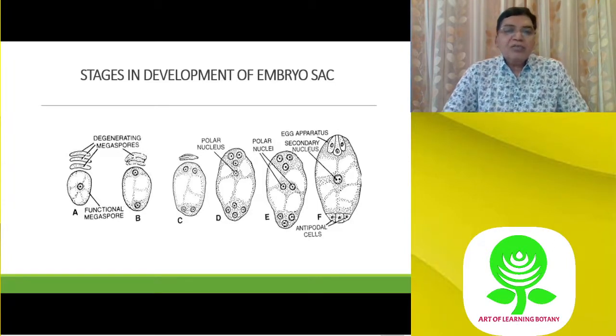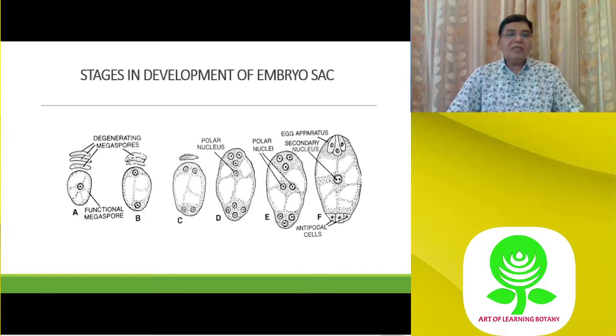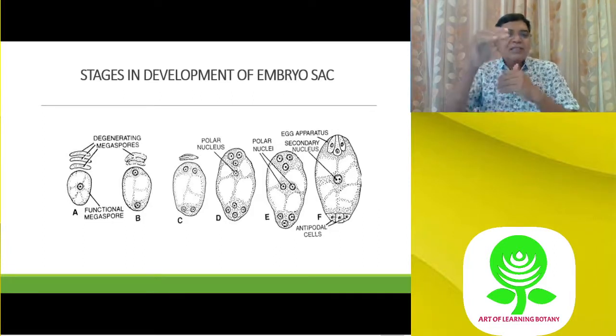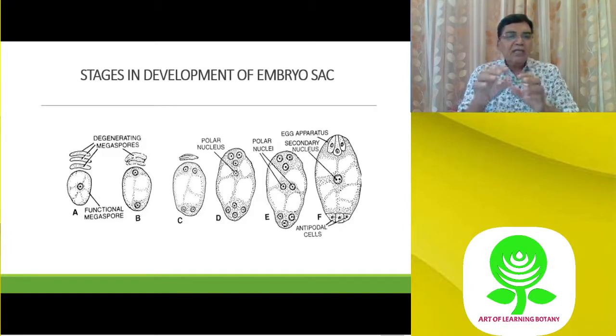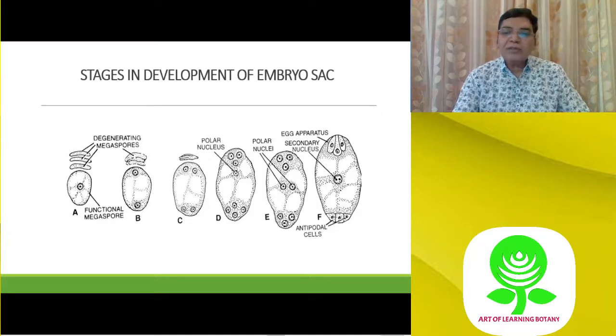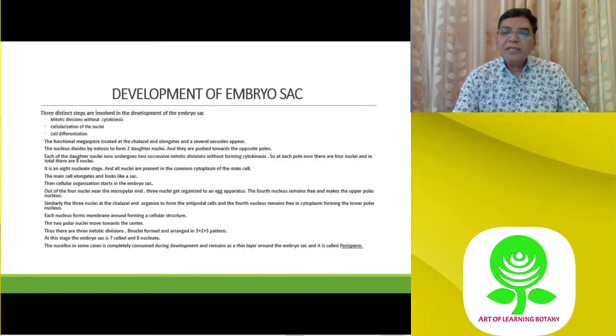So at this stage you will find a 7 cell structure but 8 nucleate state. So 3 cells at the micropylar end, 3 cells at the chalazal end, and at the center 1 cell. So it is 7 cells. But the center cell contains 2 nuclei. So it is called the 7 cell and 8 nucleate structure. Clear? So that is the formation of the megagametophyte, the embryo sac. Now you see the matured embryo sac.